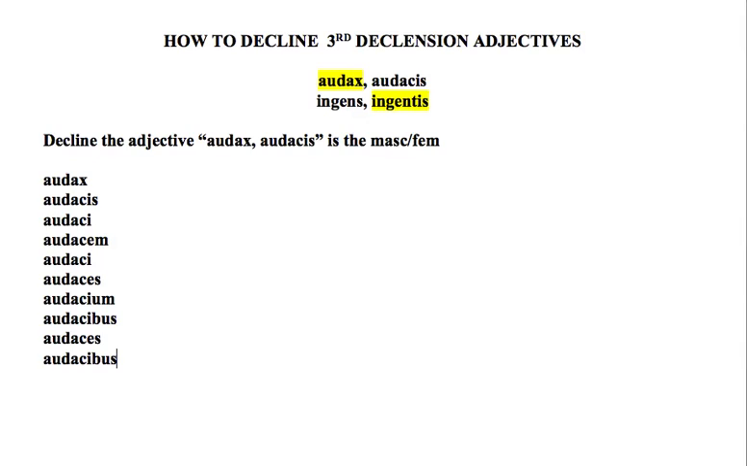Now let's go on and look at how to decline third declension adjectives that have two terminations. These are the ones that have two words, and the first word has to end with the letters is, and the second word ends with e. There are lots of these kinds of third declension adjectives.